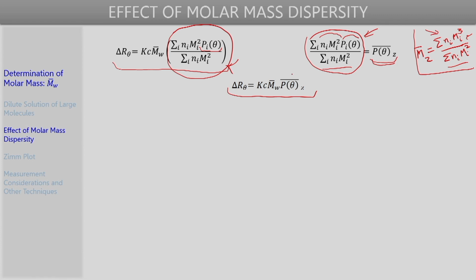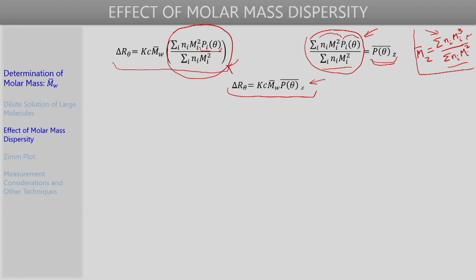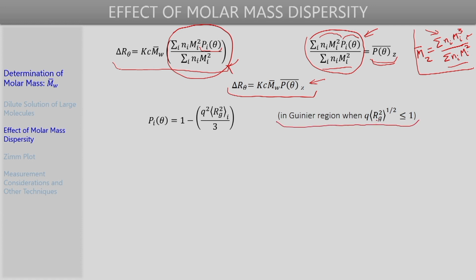Let us now focus on this P theta bar z a bit more. Earlier we have discussed that in the Guinier region at low scattering angles, this P theta can be written as 1 minus q square Rg square by 3. The corresponding Pi theta, for the particle scattering factor of polymer molecules having molar mass Mi, can equivalently be written as 1 minus q square Rg,i square by 3. This will of course be valid only in the Guinier region, when q times Rg square to the power half is less than 1, and in this case the Rg will be the Rg,i.